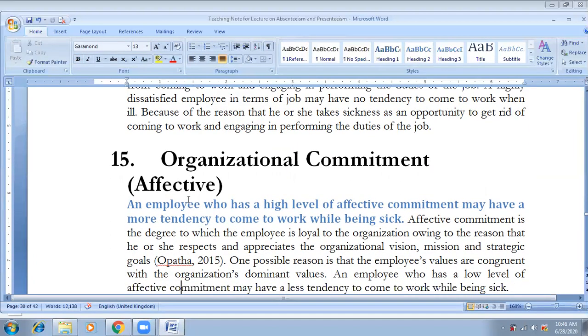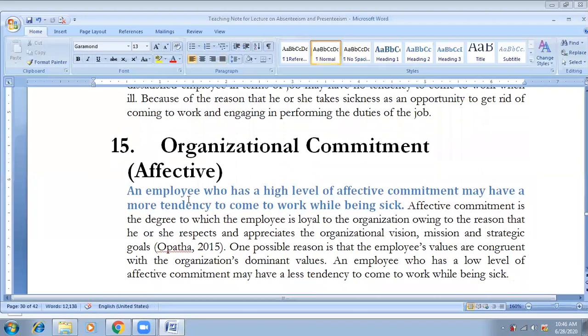Right. Number 14, organizational commitment, which is effective. There's something called effective commitment, organizational commitment. What is effective organizational commitment? The employee becomes attached with the mission of the organization, with the vision of the organization, with the values of the organization. Then the employee loves those things of the organization, because the employee realizes that his or her personal values are significantly matched with the values of the organization.